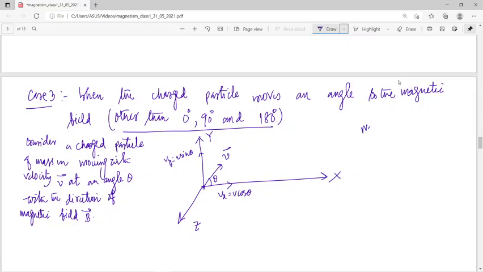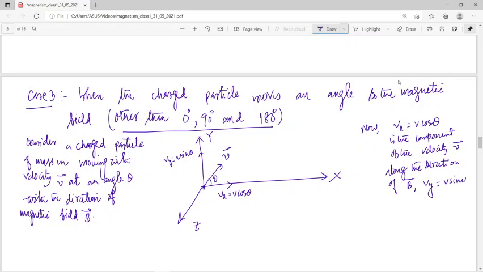So now this Vx equal to v cos theta is nothing but the component of the velocity v along the direction of B, and Vy equal to v sin theta is the component that is perpendicular to the magnetic field. So, what will happen?